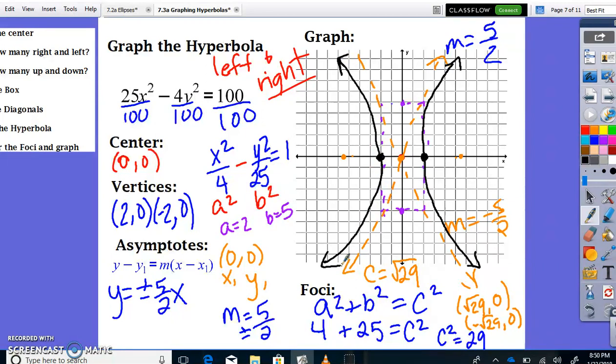The only difference is if it started with a y squared instead of an x squared, it would open up and down instead of left and right, and then these points would be your vertices instead of the x coordinate points.